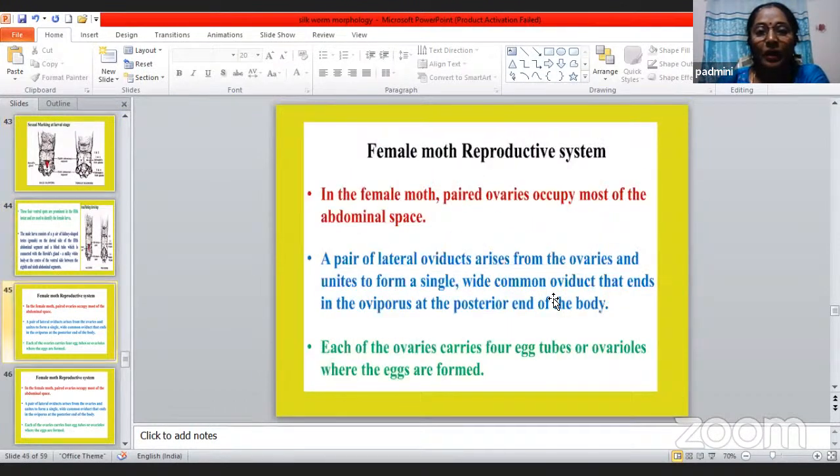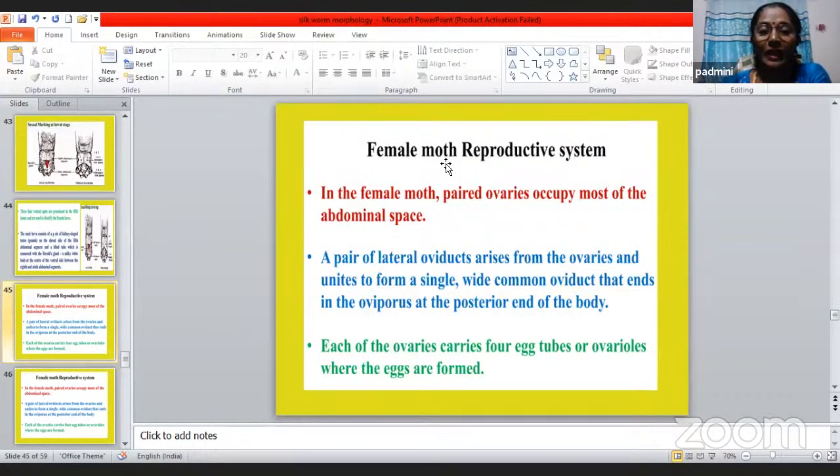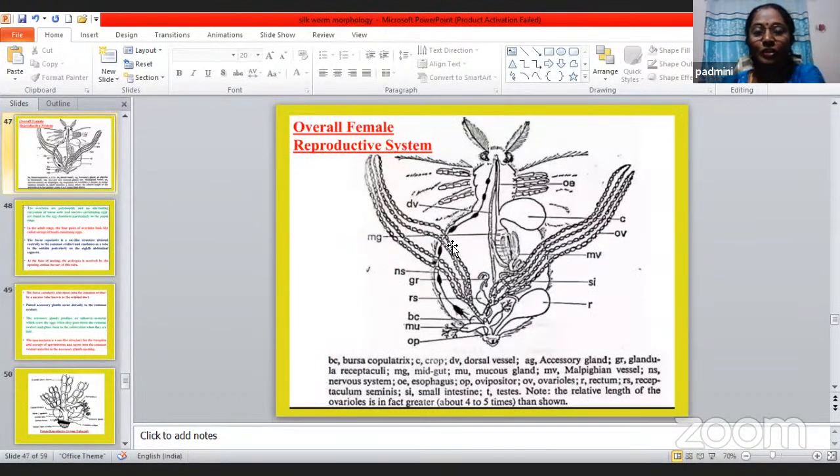And when you're talking about the female moth, that is the adult reproductive system we are talking about. In the adult reproductive system, if you can see in this picture, they have this bursa copulatrix. So this is a small bursa copulatrix, and it opens into the ovipositor over there. So this is the ovipositor.